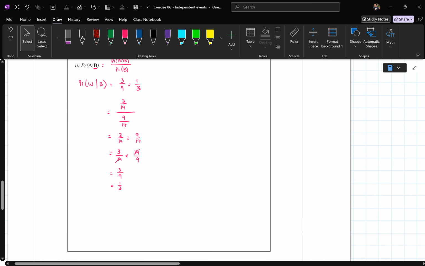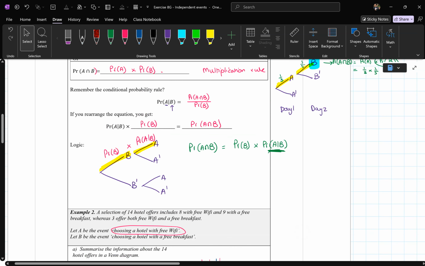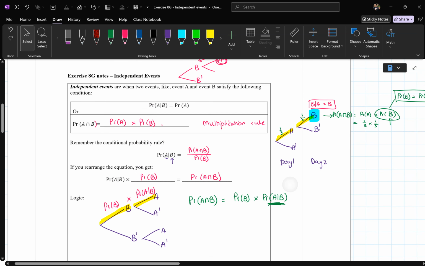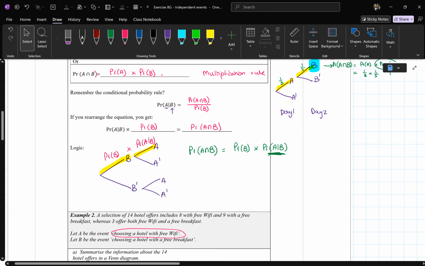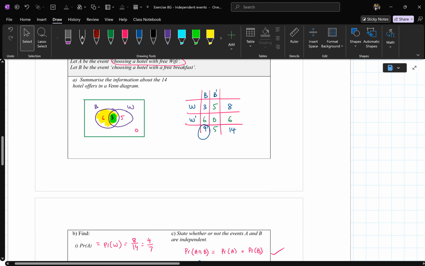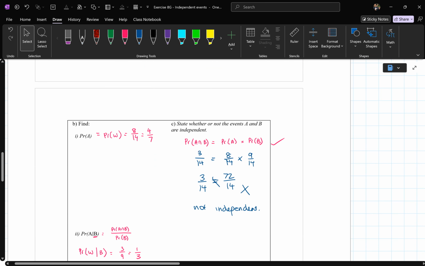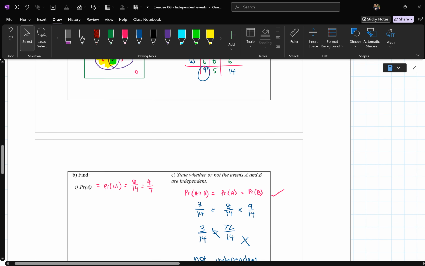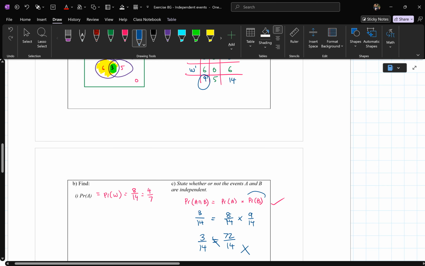That's pretty much the exercise on 8G, independent events. It's again a nice additional exercise to conditional probability. I would recommend you to do conditional probability first, understand the theory first before you look at independent events because they're very, very similar. It's just the change of one of the probabilities. That's it.